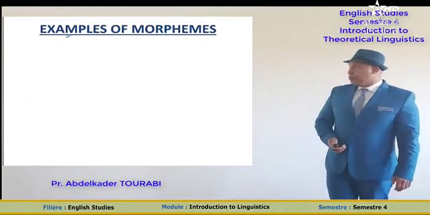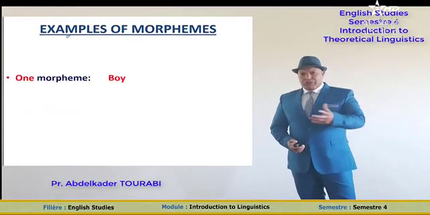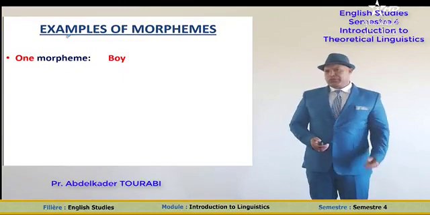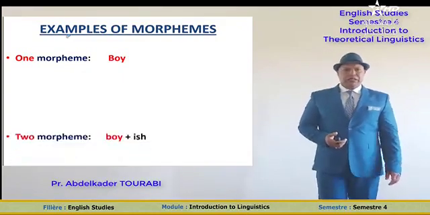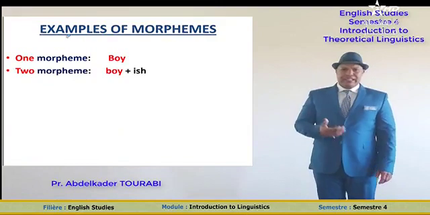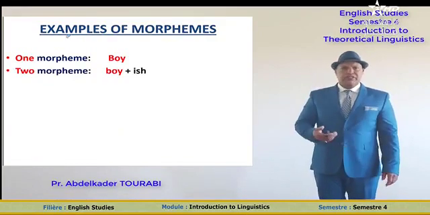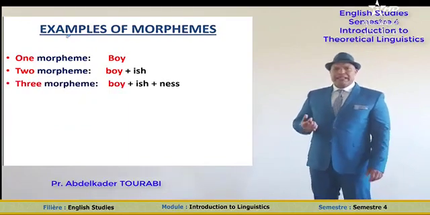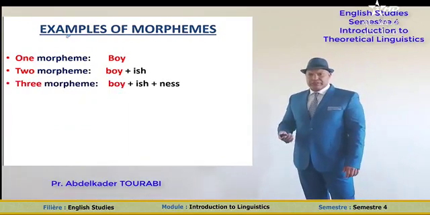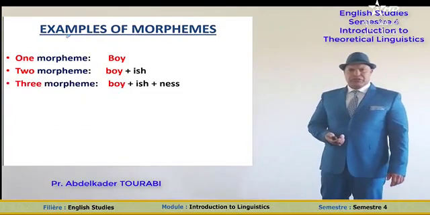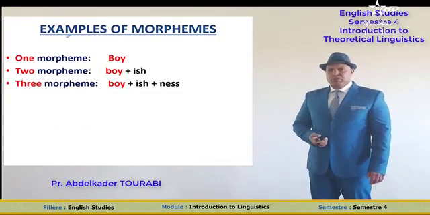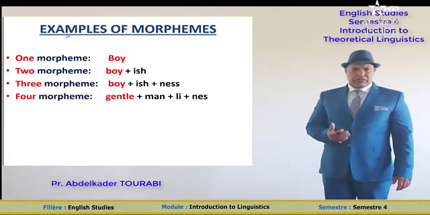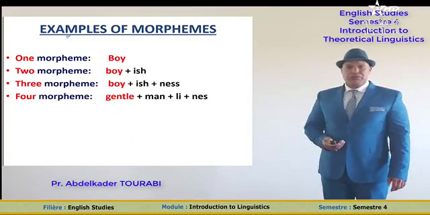We take some examples of morphemes here. One morpheme word, for example, we have the word boy here. It consists of one morpheme. Second, we have a two morpheme word, like boy plus ish, which gives us boyish. Sometimes a three morpheme word, like boyishness. We add another morpheme which is attached to it. Four morpheme words, like gentlemanliness. It consists here of four morphemes.